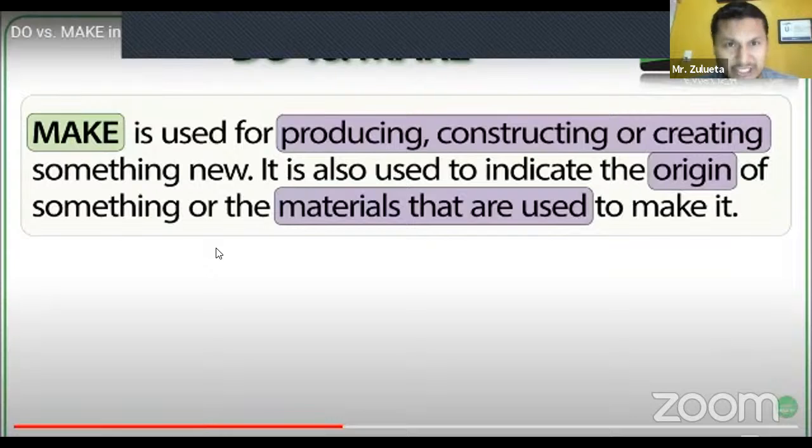So if you are a chef, you are going to create, you're going to come up with this construction, with this item, food item, the cake. So this is a perfect example of when to use the verb make.